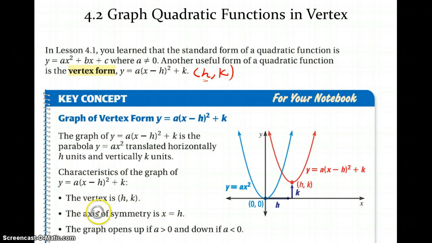Another thing that we can also note here is that the axis of symmetry, x, is equal to h. And if we look at the graph, remember the axis of symmetry divides the graph into two equal pieces. Good job. Let's do some graphing.